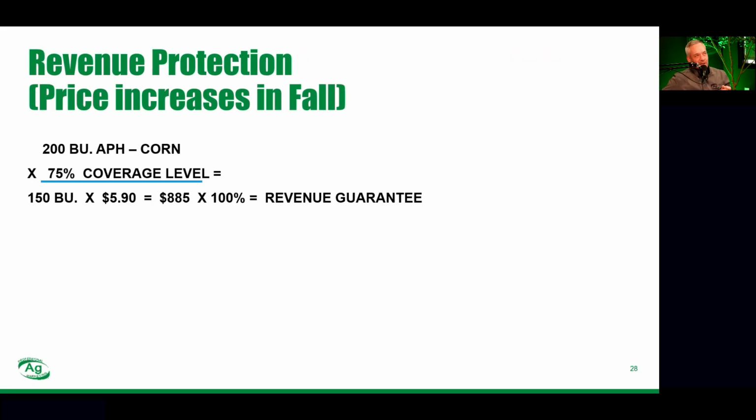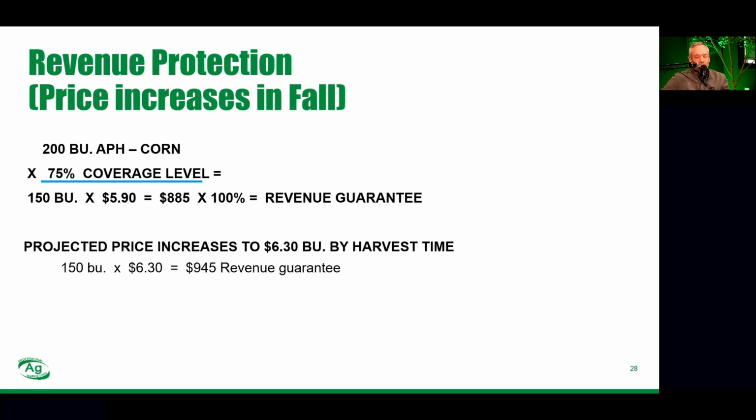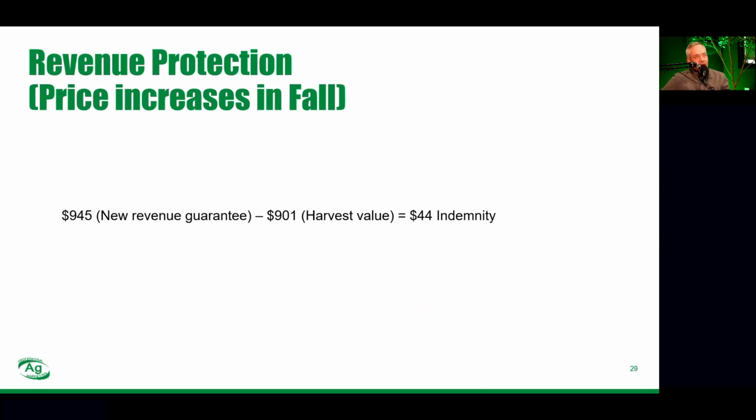Now, what about if the price increases in the fall? So kind of our same example, 200 APH, 75% coverage, 150 bushel guarantee, $885 with that $5.90 spring price. If the price would increase to $6.30 per bushel at harvest time, so that October average comes in at $6.30, we reset our revenue guarantee with the $6.30, and that would create $945 per acre of coverage. Okay, great deal. No extra premium involved.